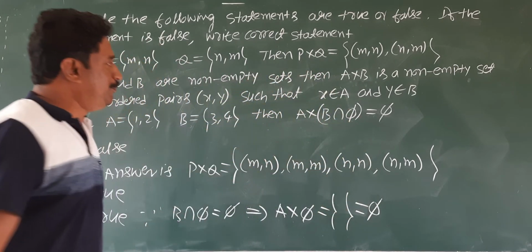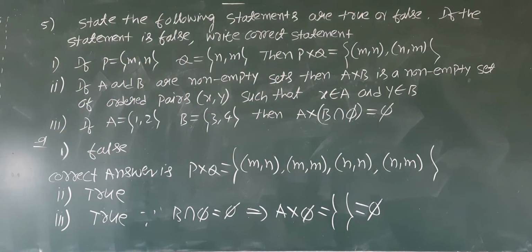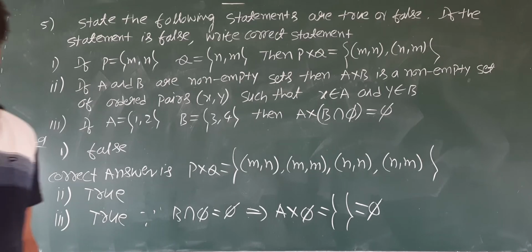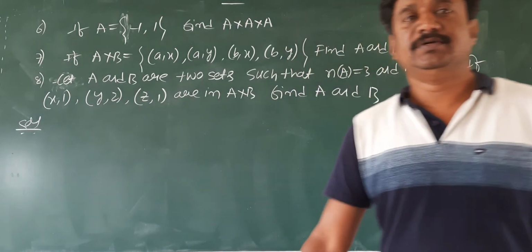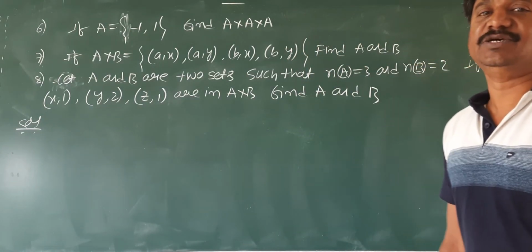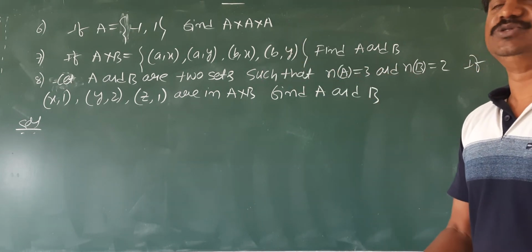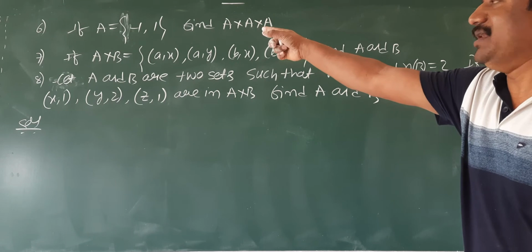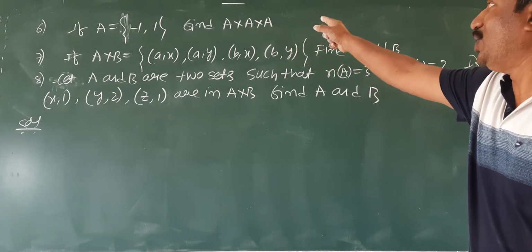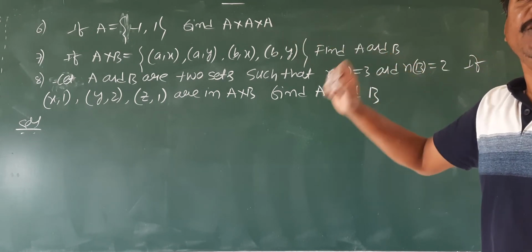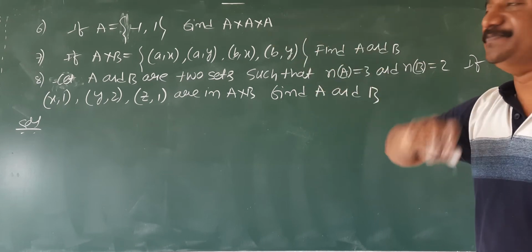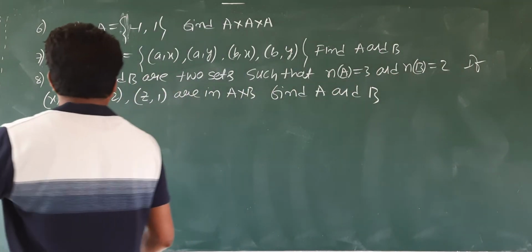Fine. I hope you understood these simple questions. Let us move on to the next question. Students, let us go for solving these simple questions. You know how to solve. Set A is given as {-1, 1}. Find A cross A. That you know very well how to find. So now let's go for that. A cross A.